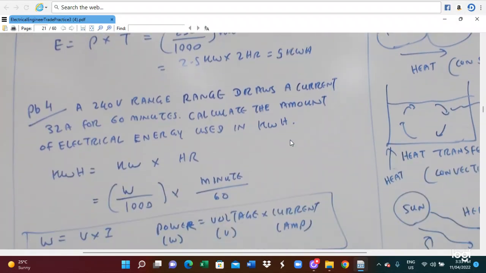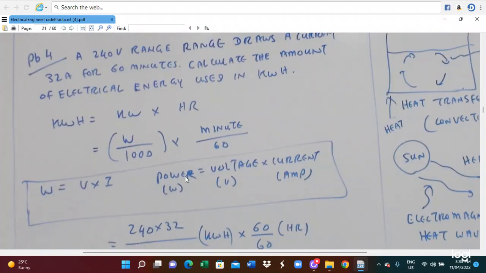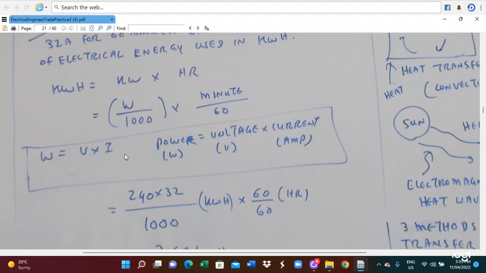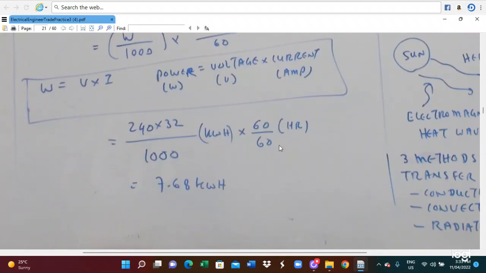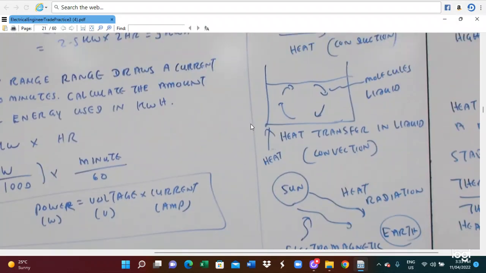In this problem, a 240 volt range draws a current of 32 amperes for 60 minutes. We need to calculate the amount of electrical energy used in kilowatt hours. The kilowatt hour is kilowatts multiplied by hours. Kilowatts is watts divided by 1,000, and hours is minutes divided by 60. In this case, power is voltage multiplied by current, so the voltage is 240 volts and the current is 32, divided by 1,000. We get the kilowatts, and 1 hour is 60 minutes, so we get 7.68 kilowatt hours. This is the way we calculate it.